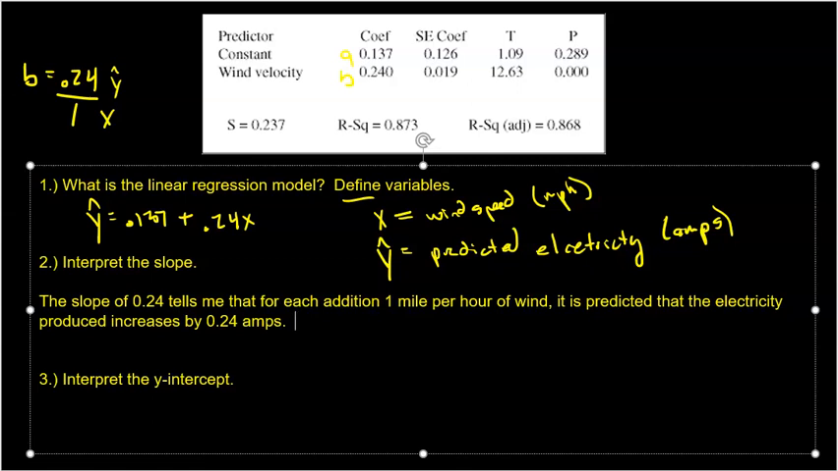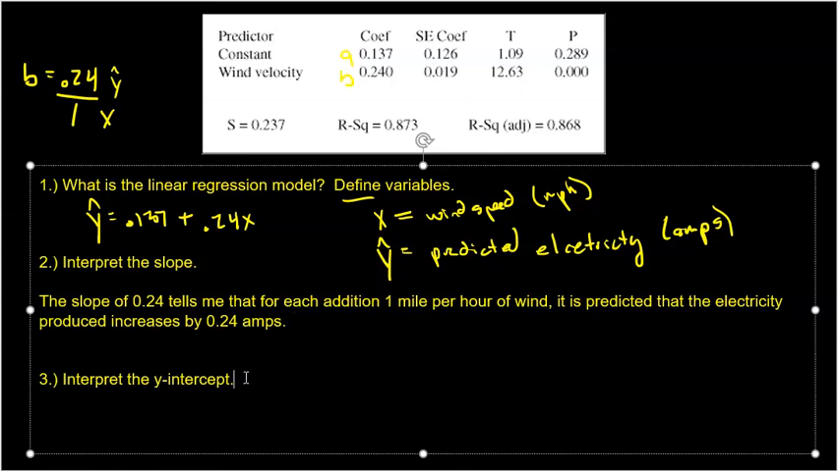So that's a really nice way of saying it, but essentially we're just simply saying, hey, for every 1 more mile per hour of wind that hits this windmill, we are predicted, make sure you have that word predicted because there's no guarantees here, that we're going to get 0.24 more amps of electricity. Obviously, you could write this sentence several different ways and still get it correct, but it has to have that flow, that for every 1 more mile per hour of wind, we're predicted to get 0.24 more amps of electricity. Or you could write it backwards if you want. You could say it is predicted that the electricity will increase by 0.24 amps, comma, for each 1 more mile per hour of wind that hits the windmill. But you got to make sure you understand that interpretation.